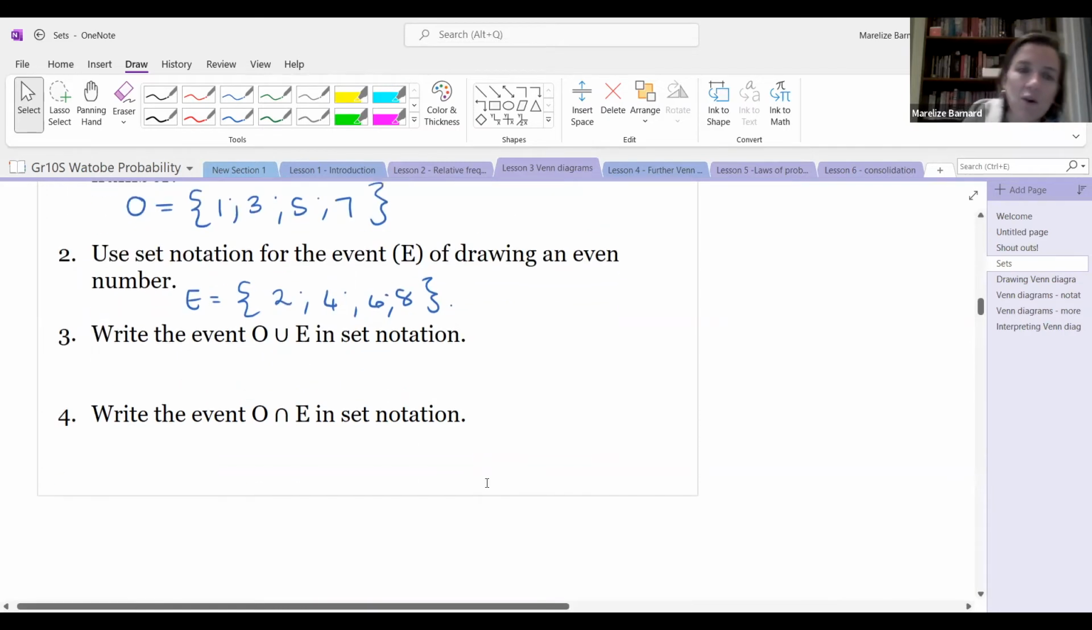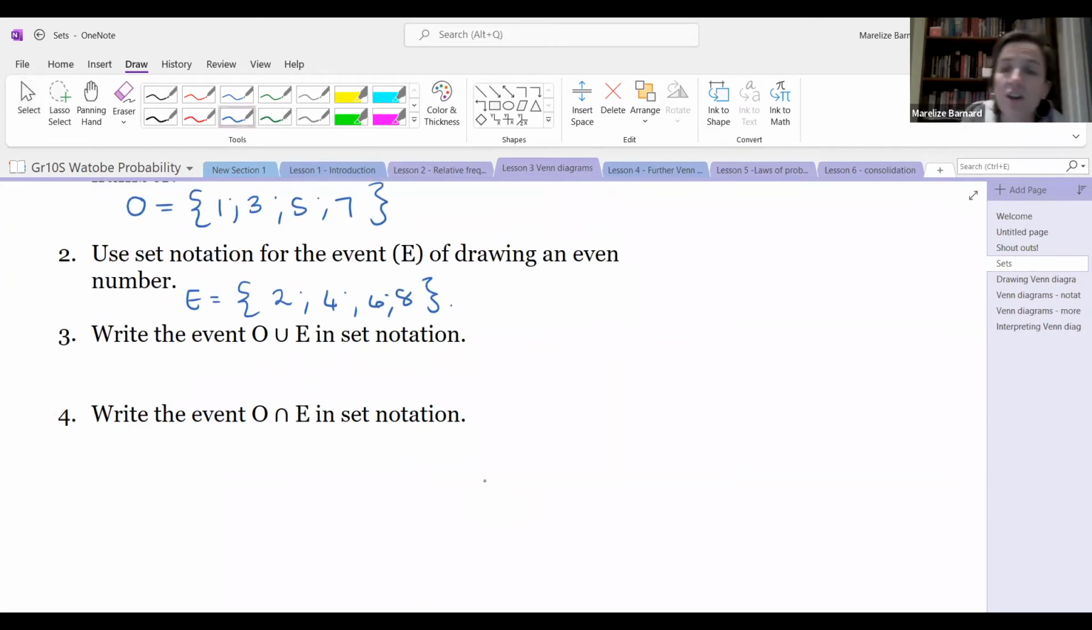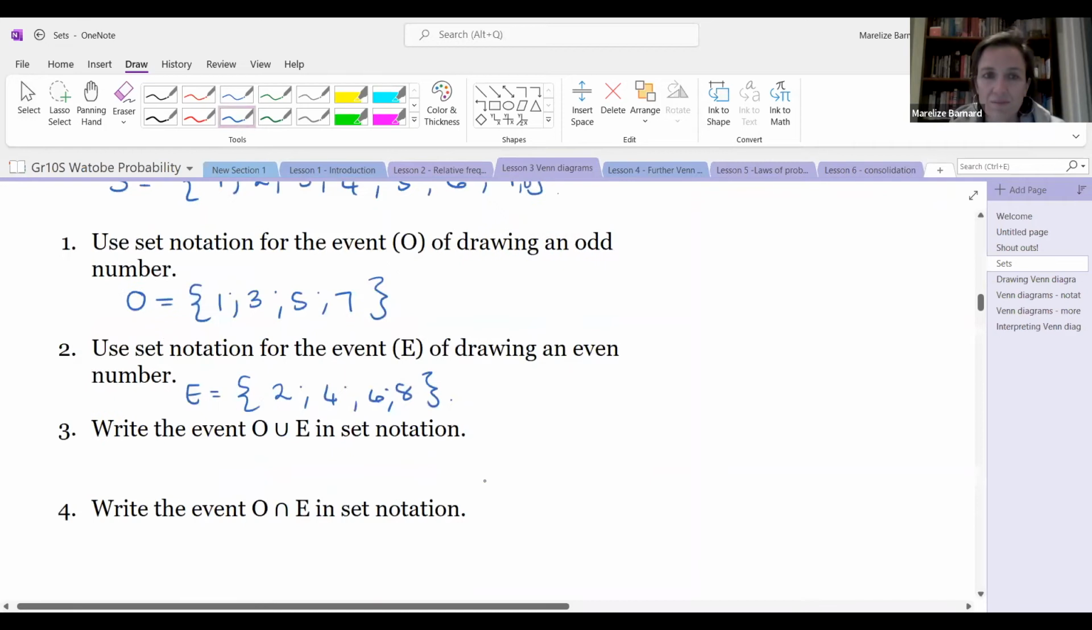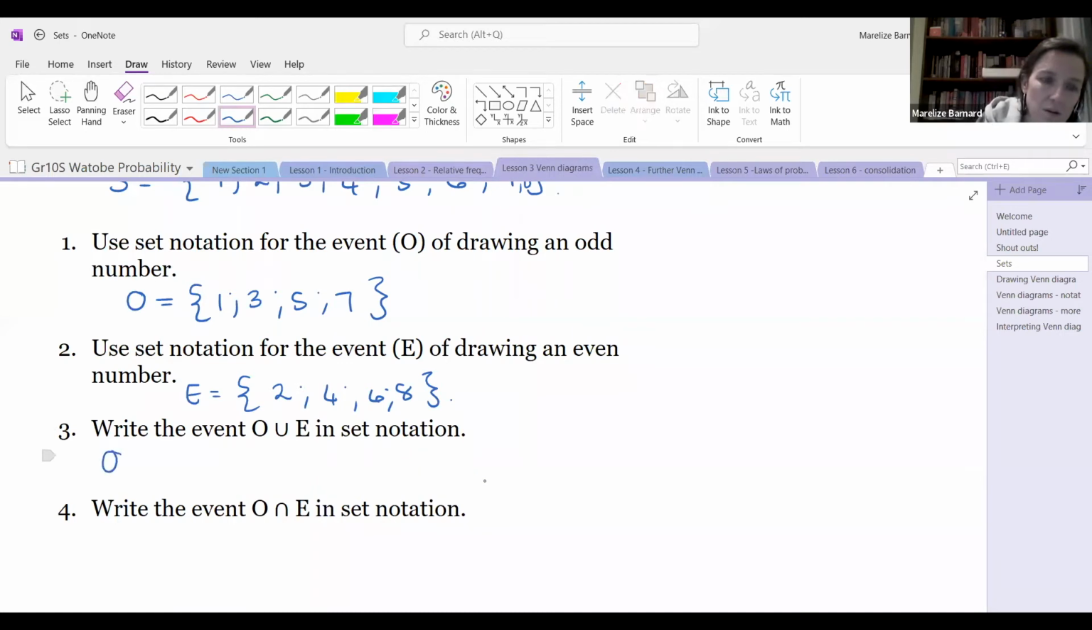Write the event O union E in set notation. Okay, so now it's your turn, Watobians. What do we need to write for this? What are we going to write? We've all said it's O or E. So what is it? Pop it in the chat if you know. O or E, what are we going to write?